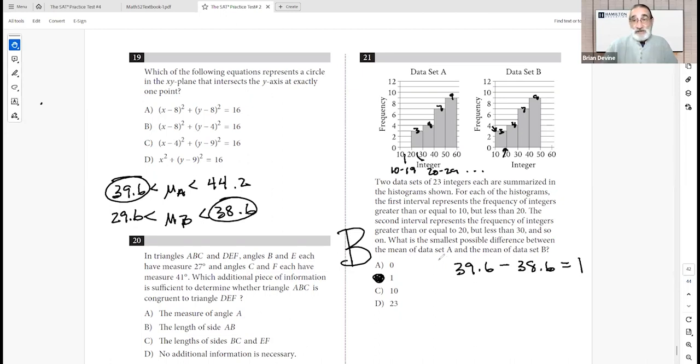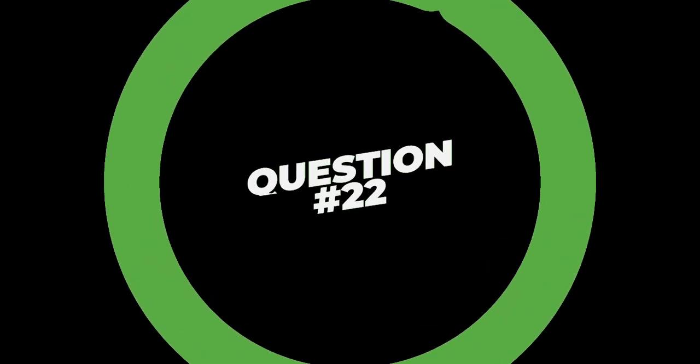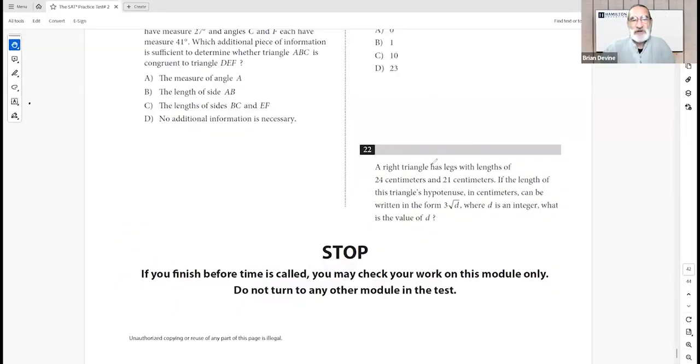And if you didn't get it, this is one of the trickiest problems on this test. Question 22 in Module 2, last one. A right triangle has legs of 24 and 21. If the length of the triangle's hypotenuse in centimeters can be written in the form 3 times the root of d, where d is an integer, what is the value of d?